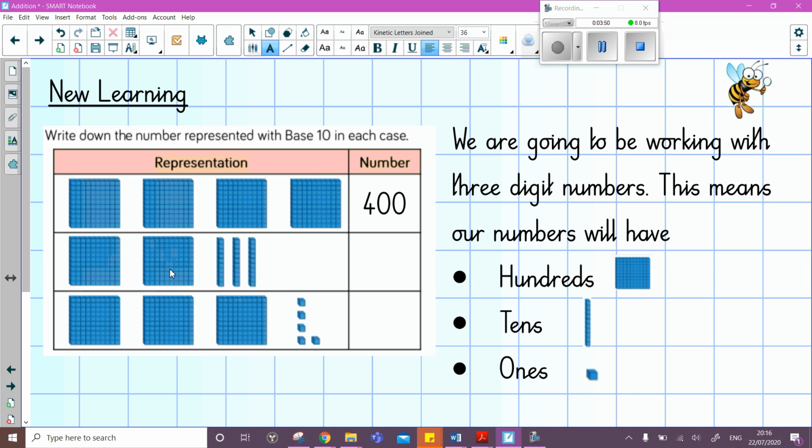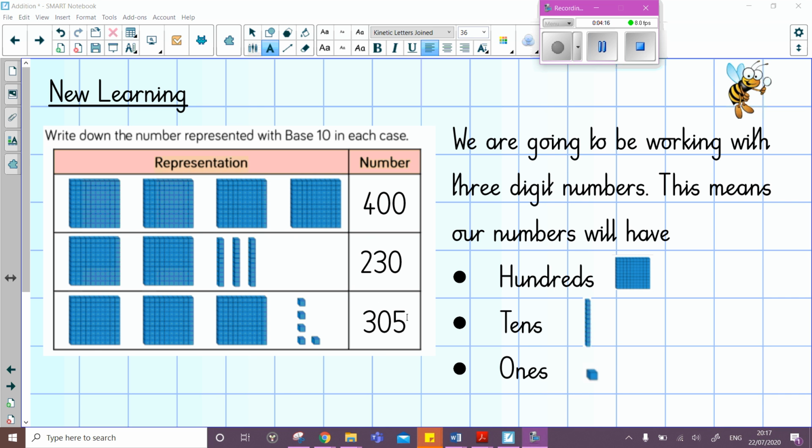So we've got 230. Now, I'm going to put my 2 to represent the 200s, my 3 to represent my 3 tens, but there are no ones. So within the ones column, I will put 0 as a placeholder. We have 230. See if you can have a go at writing this one now.